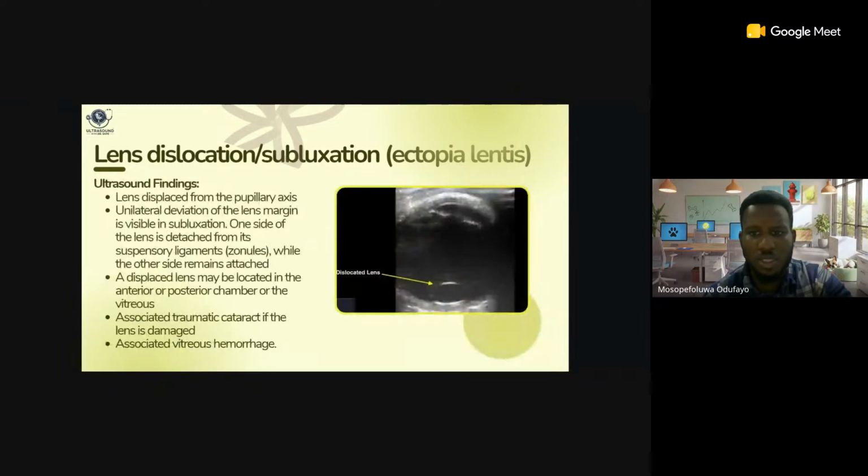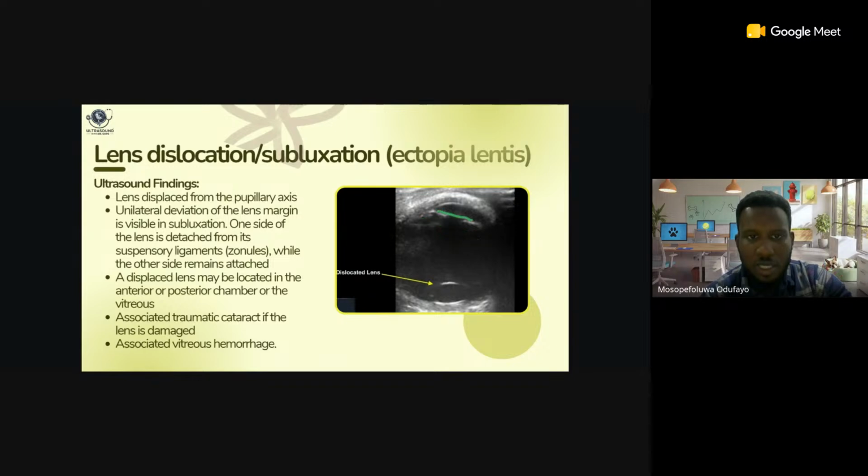What does it look like on the ultrasound? It's so simple. From the demonstration, you are supposed to see the lens just behind the iris, aligned parallel with the longitudinal axis, just parallel to that of the iris. But then, in this location, look at the lens in the vitreous cavity. It can be anywhere, also in the anterior chamber. Is that okay? But if there is a unilateral deviation of the lens margin, then that is what we will call subluxation. For example, the lens is supposed to be this way, and so the long axis, as you can see, is supposed to be parallel to that of the iris, which we are seeing here.